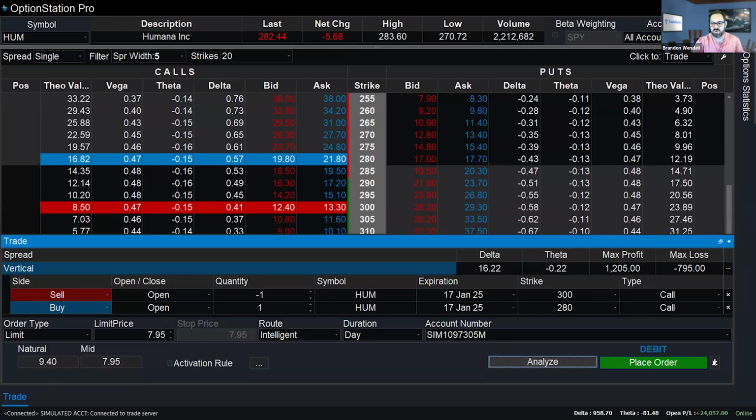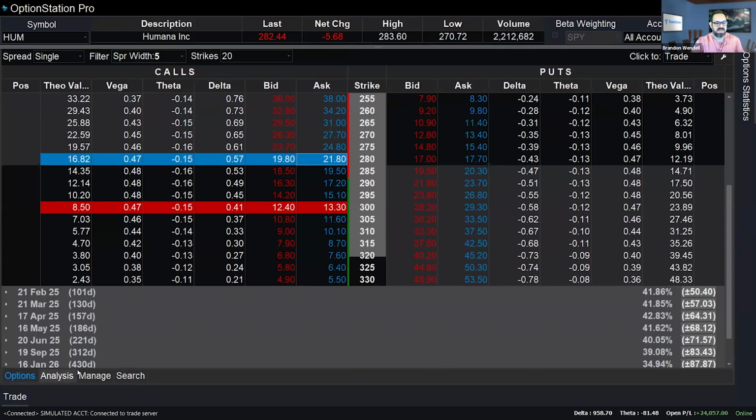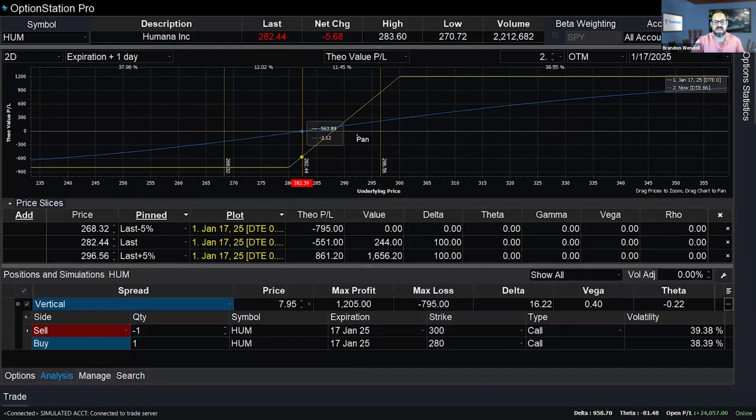So let me go back to where I was. Analysis. There we go. And I can do my analysis now to figure out, okay, well, normally before I do this spread, I would do my analysis on the underlying security itself. And I would try to determine, okay, I'm bullish on this security for whatever reasons.